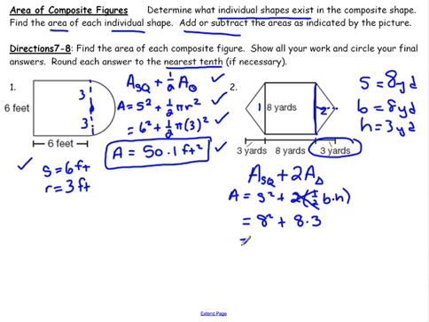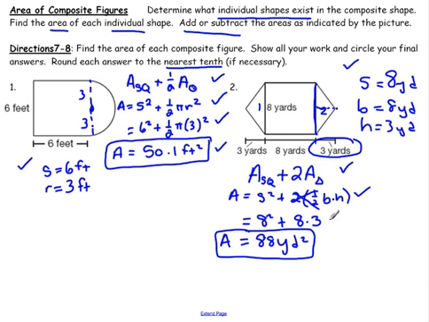So that's 64 plus 24. I don't even need a calculator for that. That should be 88 square yards. Again, what we did is we went through, we had our game plan, we wrote the formulas, we found each one of our lengths, we substituted, and we finally calculated in the very end.